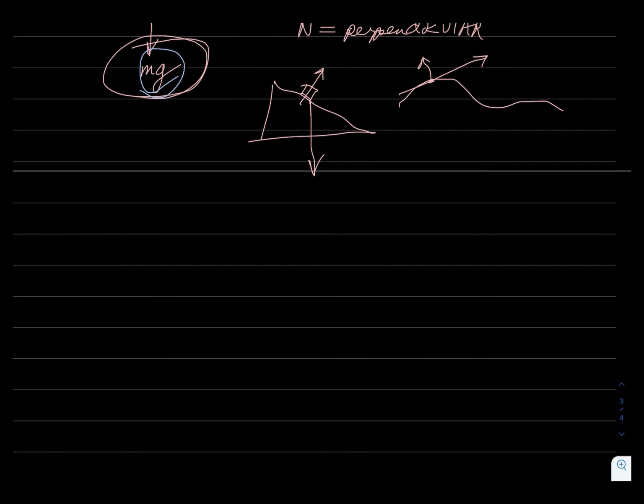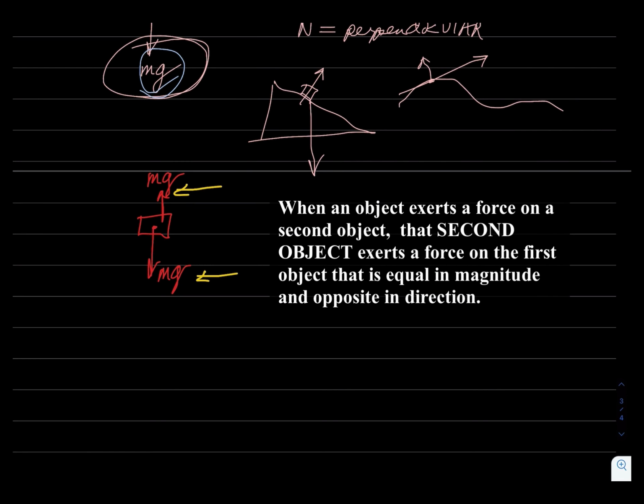So here we have our block. And what are the forces on it? There's a force of mg from gravity. And there's a force of mg from the table. So the forces are balanced. But both of these forces are acting on the block. But Newton's law talks about when one object exerts a force on another object, that second object exerts the same force on the first object. And we only have one object here, so it can't be an example of Newton's law.